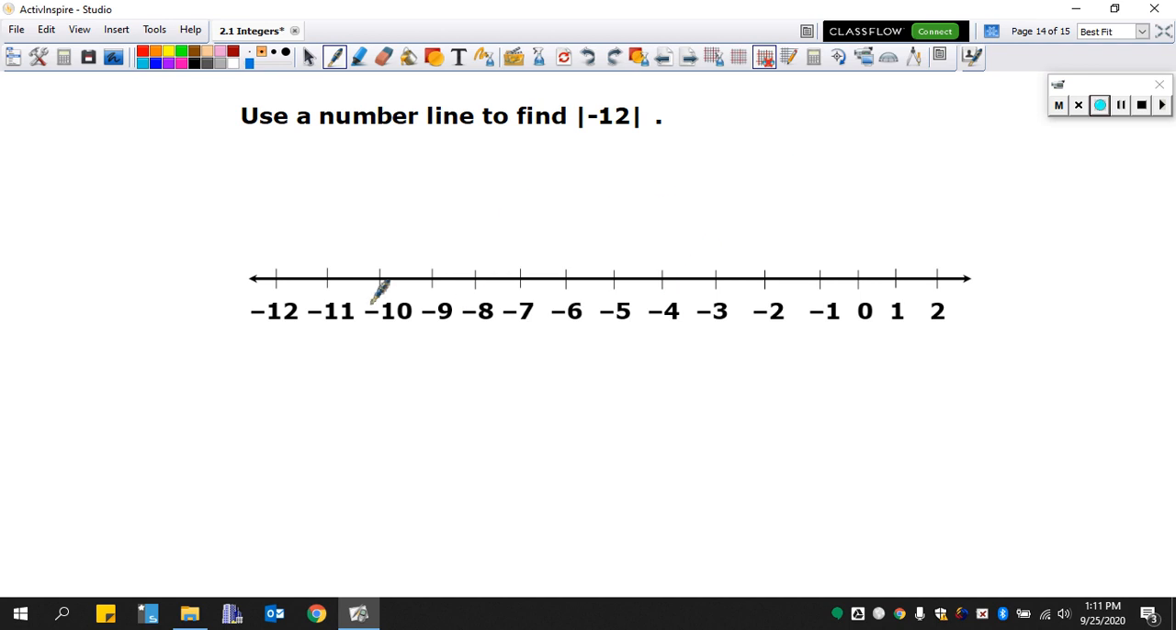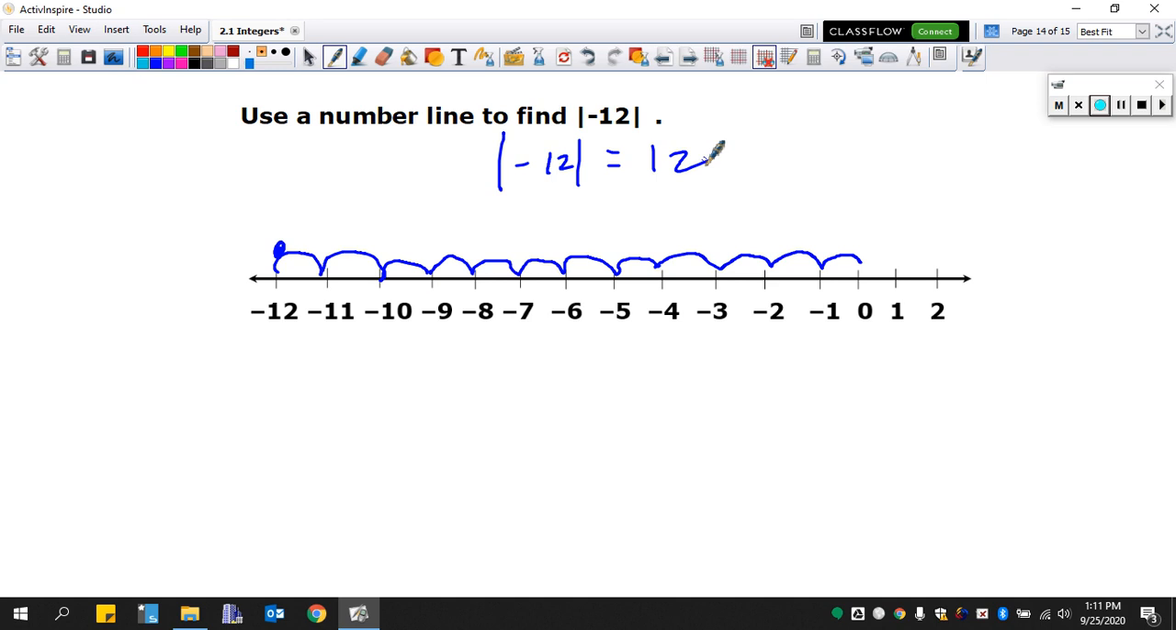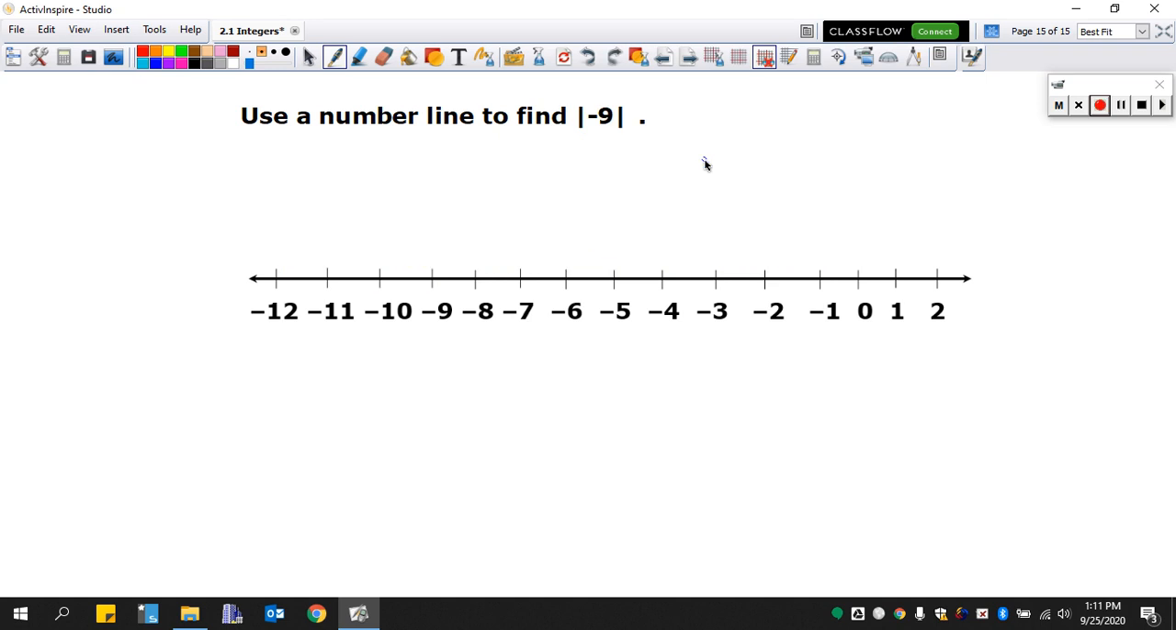The absolute value of negative 12, that's way down here, all the way at the end. Start at 0. 1, 2, 3, 4, 5, 6, 7, 8, 9, 10, 11, and 12. So the absolute value of negative 12 is 12. Absolute value of negative 9, that's right here. How far is negative 9 from 0? Well, it's obvious to see that it is 9 spaces. Oops, it's not parentheses, it's a vertical line. All right, absolute value of negative 9 is 9.